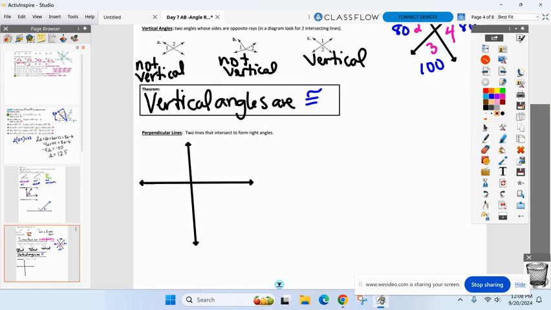Let's call... yeah, they have to intersect. So call one of the lines AB. Put points A and B on one, and the other one call CD.